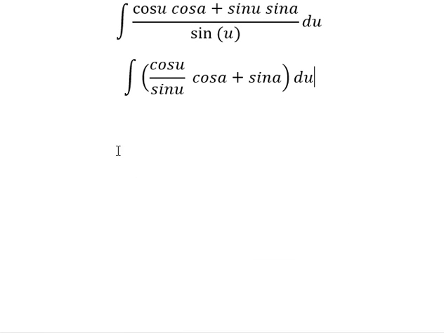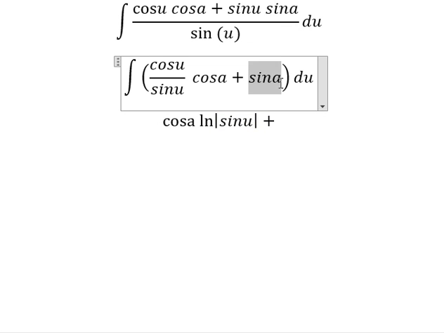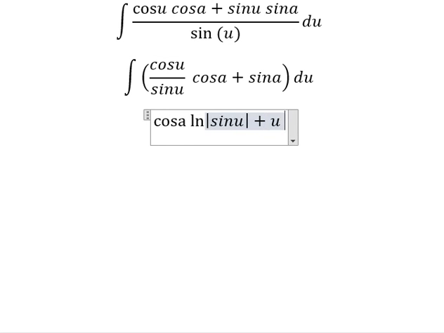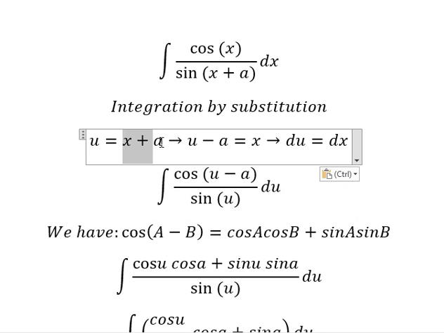Next, the integration of this one, we have ln of the absolute value of sine u multiplied by cosine 8 plus the integration of sine A. This is the constant, so you get u. And I will put c. u is s plus 8.